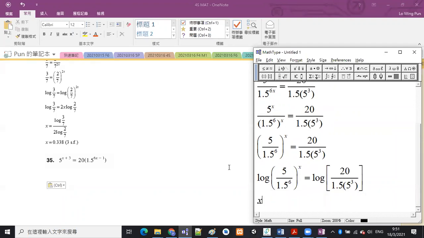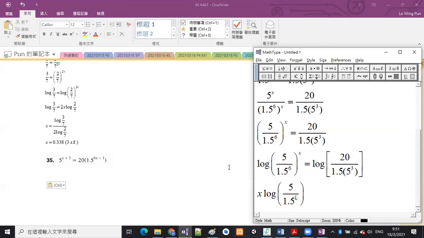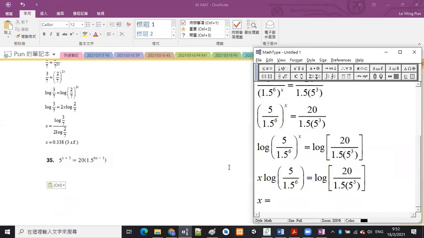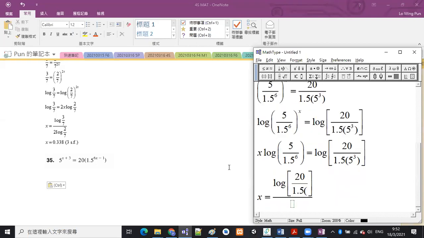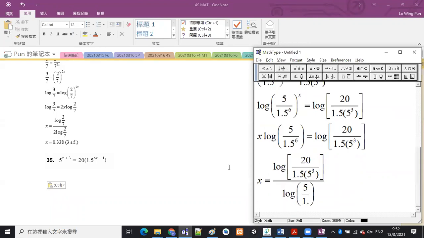Okay, and then x is brought to the front of the log. And finally, the x will be divided to the left hand side. Okay. 咁可以唔寫嘅呢啲，不過我想寫埋俾你睇個 step 咁解嘅啫。Finally, you just use the calculator carefully.